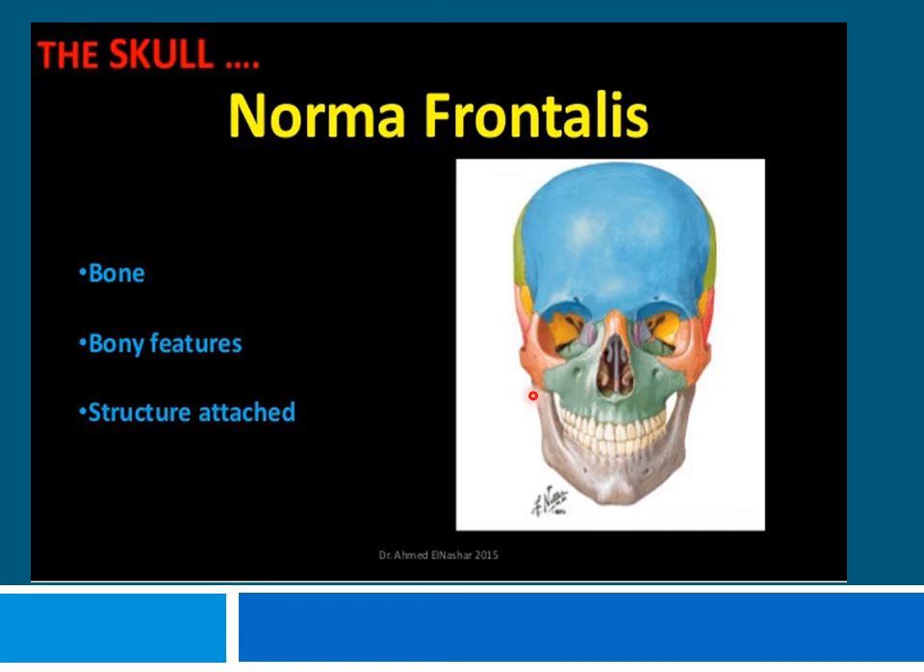And there are openings, like the orbital openings here, and we have the anterior nasal aperture. So these are the two large openings in the norma frontalis, the orbital openings and the anterior nasal aperture. And there are various foramina also found in the norma frontalis. We shall discuss them in further slides.